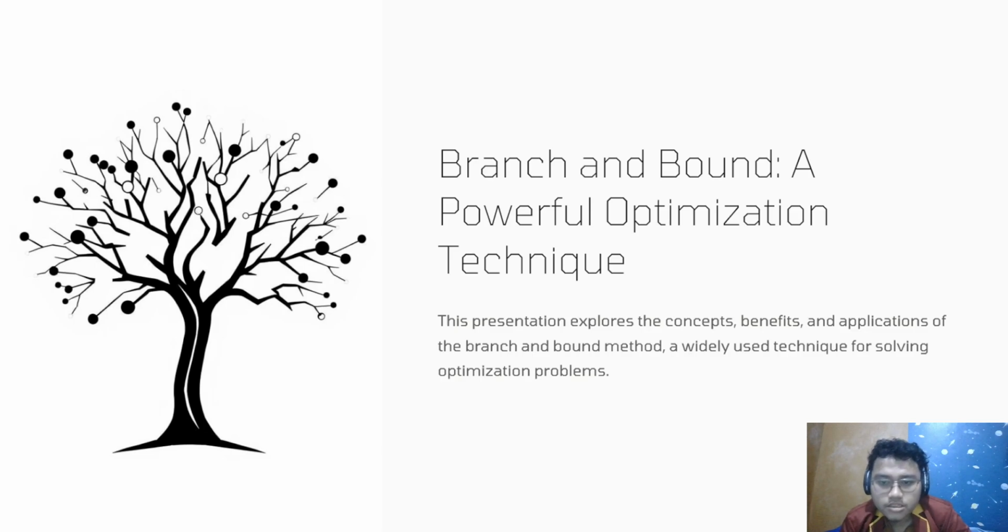It is a systematic and structured method that helps us find the optimal solution efficiently. Throughout this presentation, we will explore, first, the fundamental concept behind branch and bound. The second is its benefits and why it's superior to other approaches, and then the step-by-step process of how it works, real-world applications and a case study, and the advantages and limitations of this method. By the end of this presentation, you will have a clear understanding of how branch and bound can be used to solve various optimization problems efficiently.